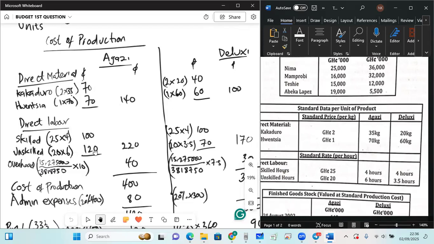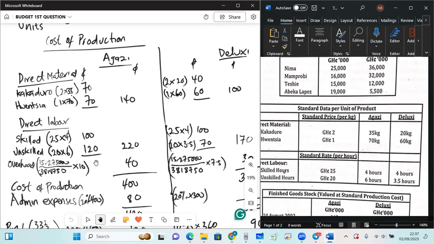So when we multiply, we are going to get 100 for skilled when it comes to Agazi, 100 for skilled, and then unskilled is going to be 120. Now, when it comes to the luxury as well, it's going to be 100 and then 70 respectively. 25 times 4, 20 times 3.5. And making a total, the labor cost per unit here to be 220 and here to be 170.